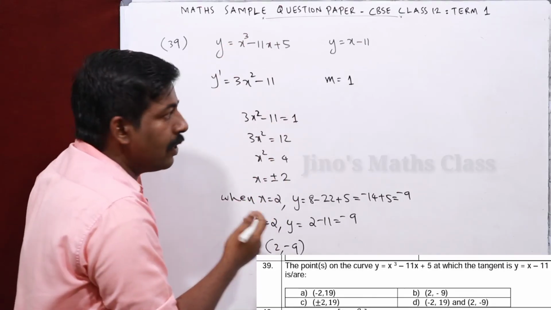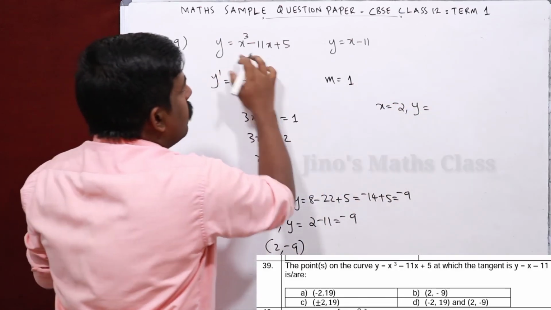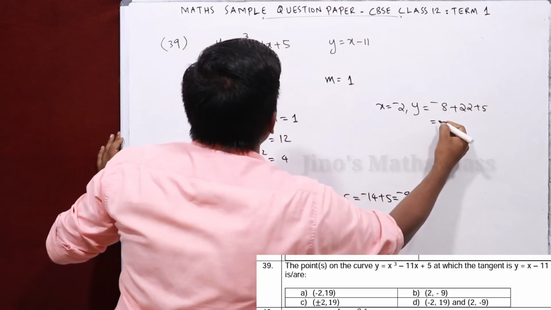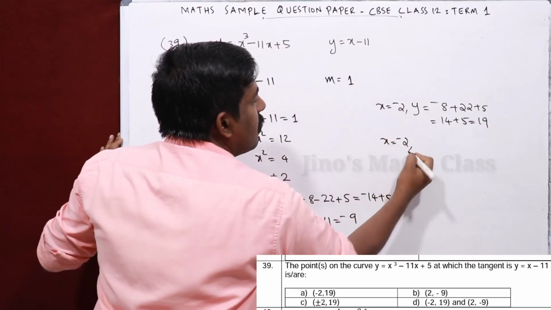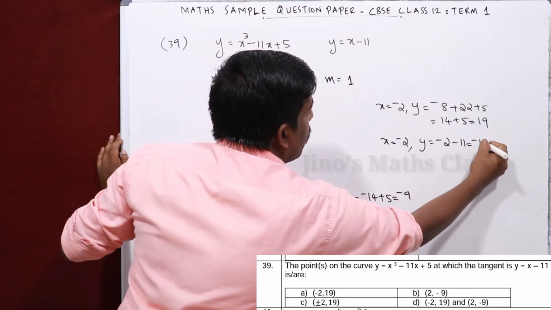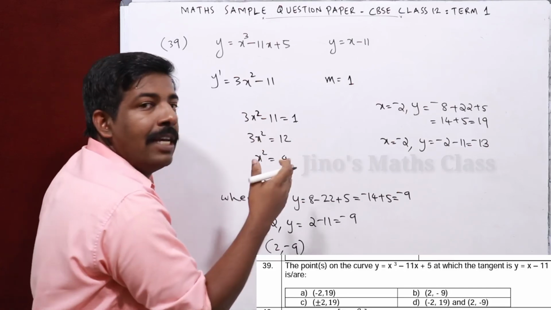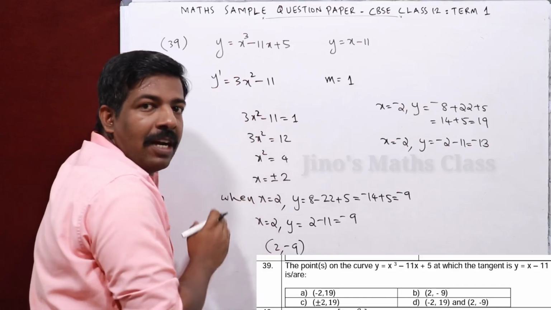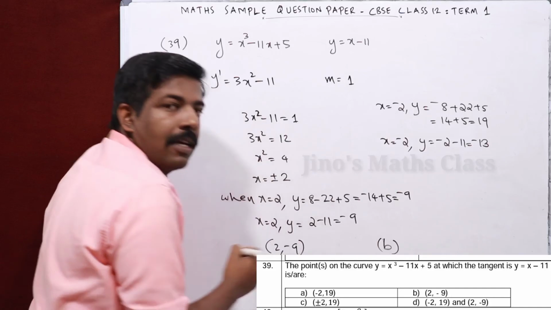Now we can take x is equal to minus 2 and we can substitute in both the equations. So here when we substitute we will get it as minus 8 plus 22 plus 5. That means here it is 14 plus 5, we are getting it as 19. And substitute same x is equal to minus 2 here. At the time we are getting y is equal to minus 2 minus 11, we are getting it as minus 13. That means both the values are different. That's why we have to neglect x is equal to minus 2. Therefore, only one point satisfies the given condition, that is (2, -9). Therefore, option B is the correct answer.